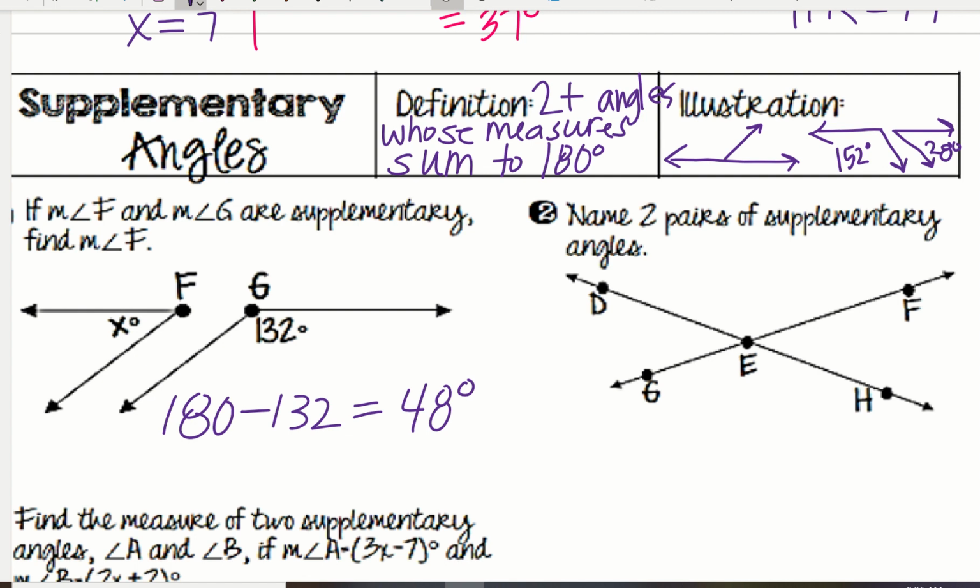So there are actually several pairs here. So I'm going to do it this way. Destiny, tell me one angle that if I put it with DEF, I get supplementary. Which one is supplementary to DEF? DEG, not DEH. Good. Because DEH would be that whole line. So while it is 180 degrees, I couldn't add them together. Does that make sense?